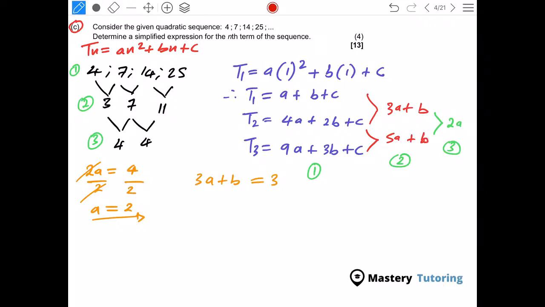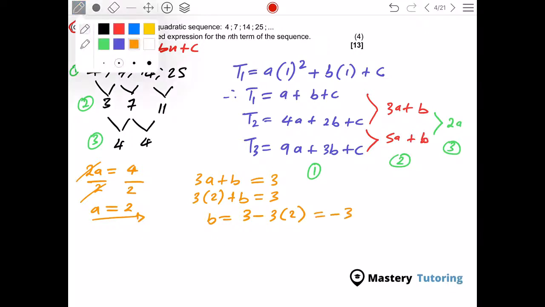Therefore, we know what A is. We got A to be 2, so we can substitute 2 there. So 3 times 2 plus B is equal to 3. Now we can take the 3 times 2 to the right side. Therefore, B is equal to 3 minus 3 times 2, which is minus 3. So we now know A and B. We're looking for C.